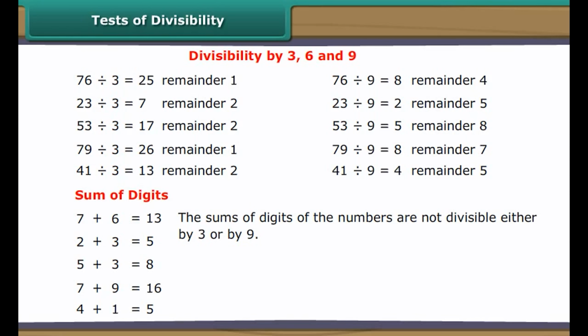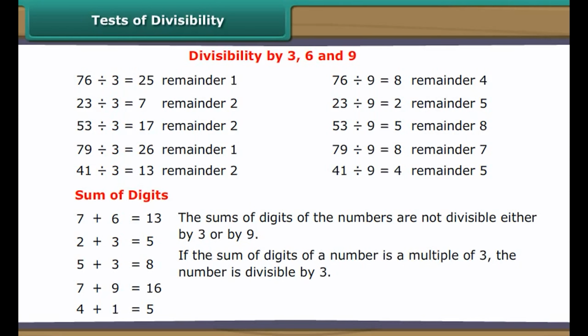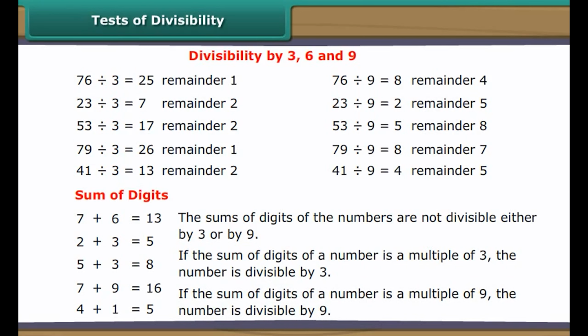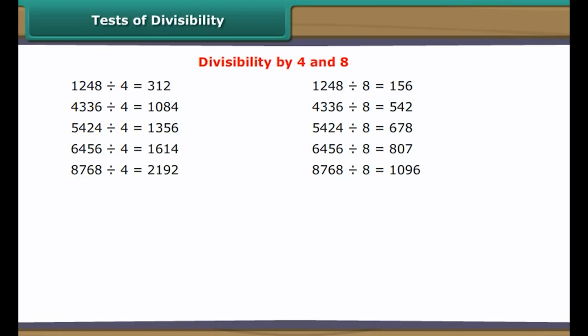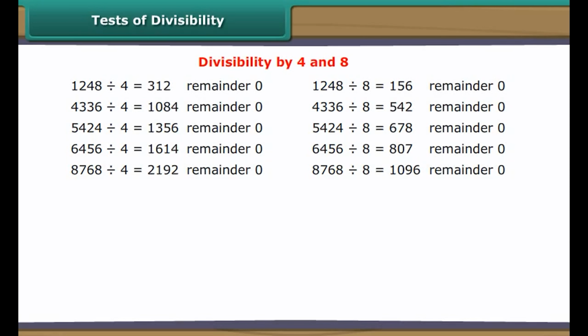Therefore, we can say that if the sum of digits of a number is a multiple of 3, the number is divisible by 3. If the sum of digits of a number is a multiple of 9, the number is divisible by 9. Consider some numbers: 1248, 4336, 5424, 6456, 8768. Let us divide them by 4 and 8. 4 and 8 divide them all exactly, leaving no remainder.